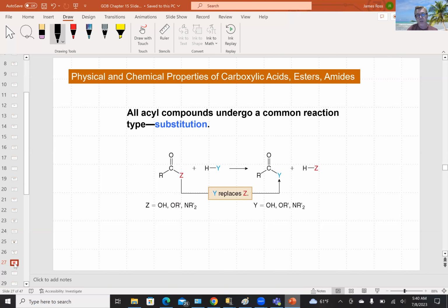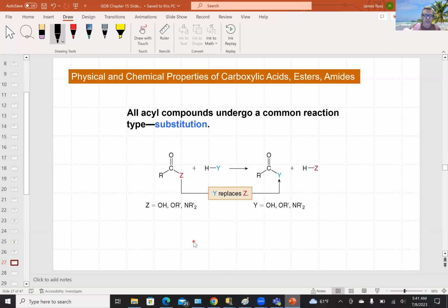We can exchange one group for another. So we can basically interconvert these functional groups via substitution. So in this cartoon here, we can see the Z group is substituted by the Y group. And the Z can be either an alcohol OH, an alkoxy group, which would make the compound an ester, OR, or an NR2 group, which would make the carbonyl an amide. So carboxylic acids can become esters and amides.